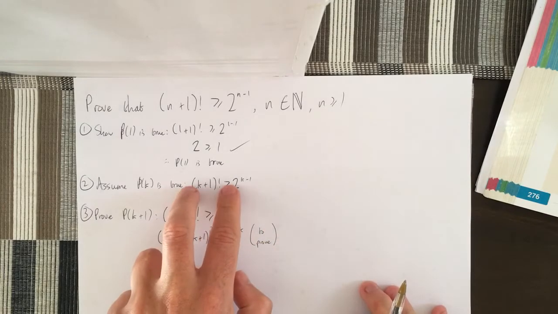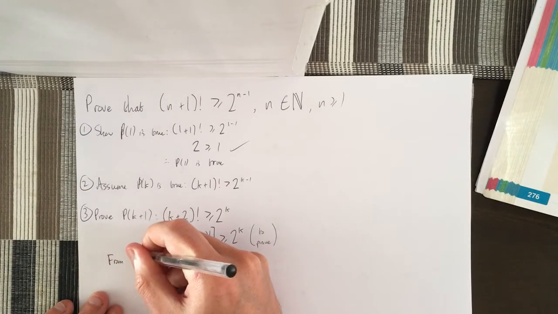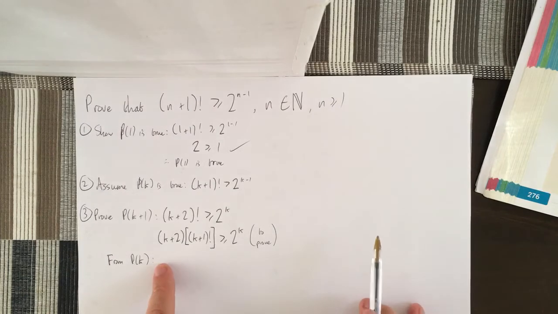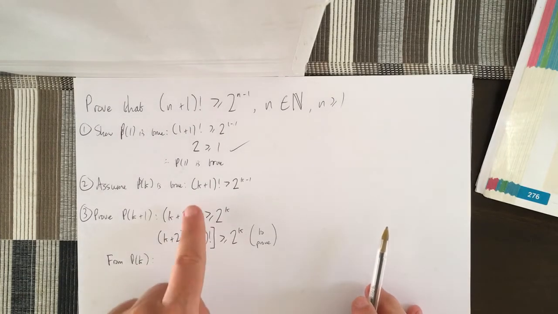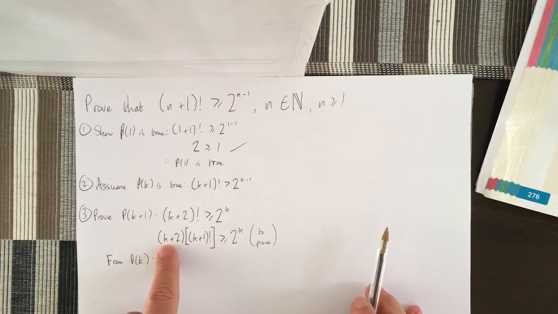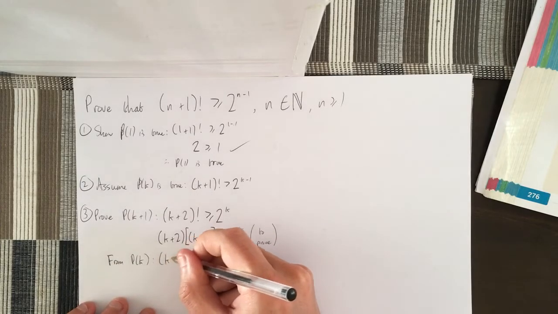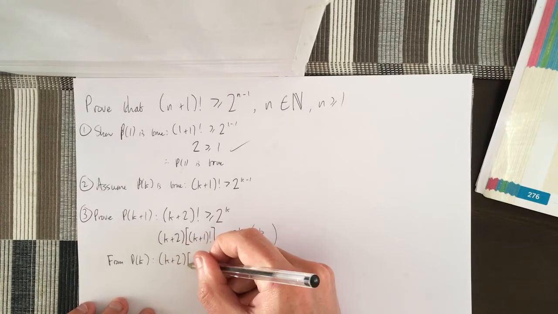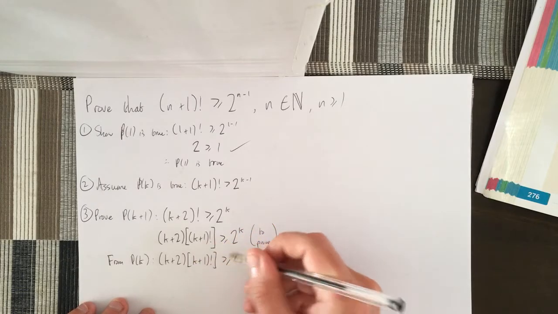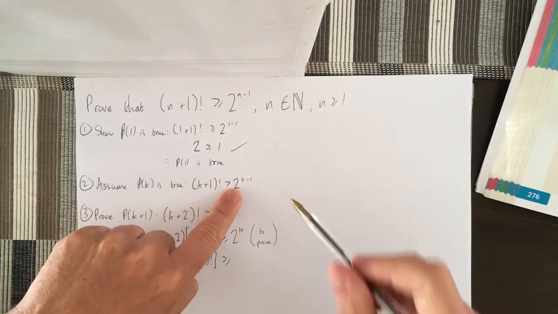And then it's from P(k) that I'm going to get my next step. I want the left-hand side of P(k) to look like this. So I need to multiply it by (k+2). If you multiply the left-hand side of this by (k+2), you need to do the same to the right-hand side.